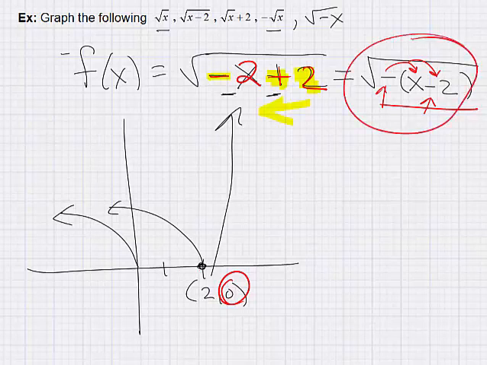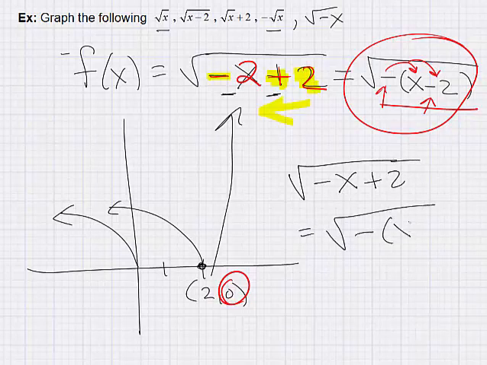Whenever you have a negative inside your function, so again it was negative x plus 2, don't look at it as the x is multiplied by a negative, but you have to look at it as the entire inside of the function is multiplied by a negative. Then you'll be always moving it in the right direction.